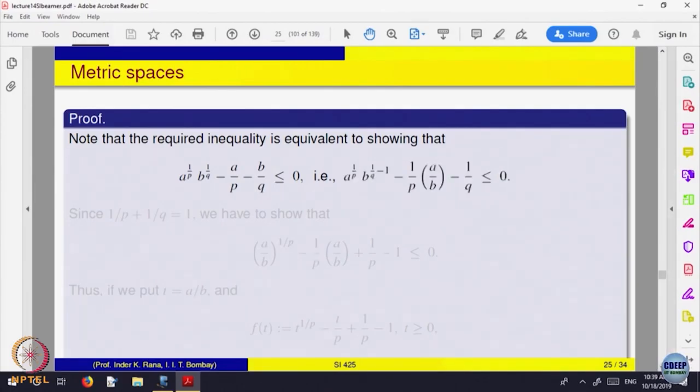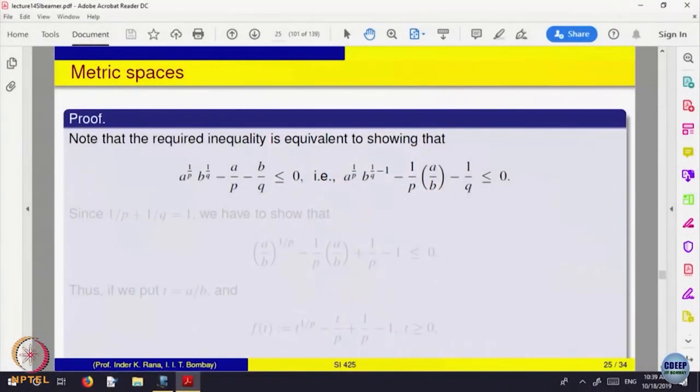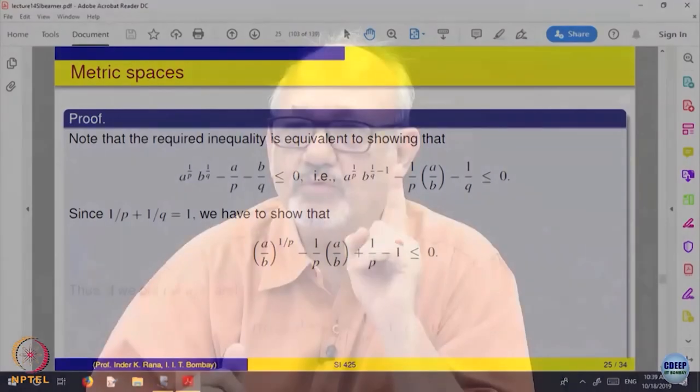So, let us write. This a raised to power p, b raised to power 1 over q. What is 1 over q? Keep in mind 1 over p plus 1 over q is equal to 1. So, 1 over q is 1 minus 1 over p. So, write that, okay, is less than or equal to 1, and p q is equal to 1. So, this is same as this equation. The given equation is same as this equation in a by b. And now, q is also gone, only p is there. So, p is fixed for us.